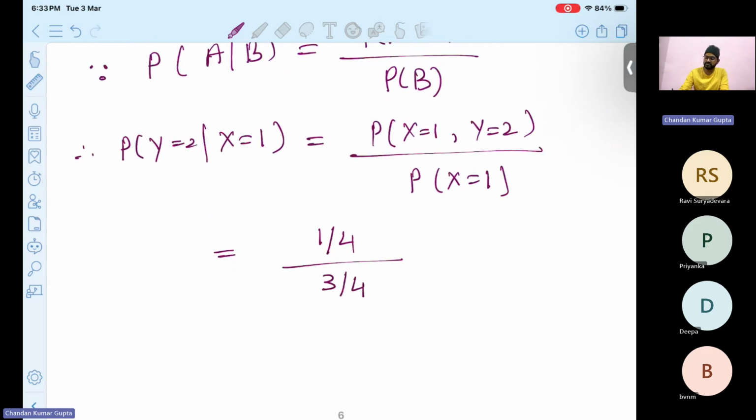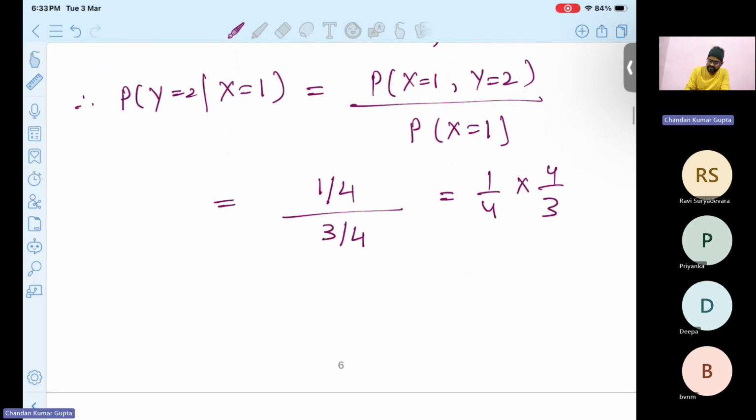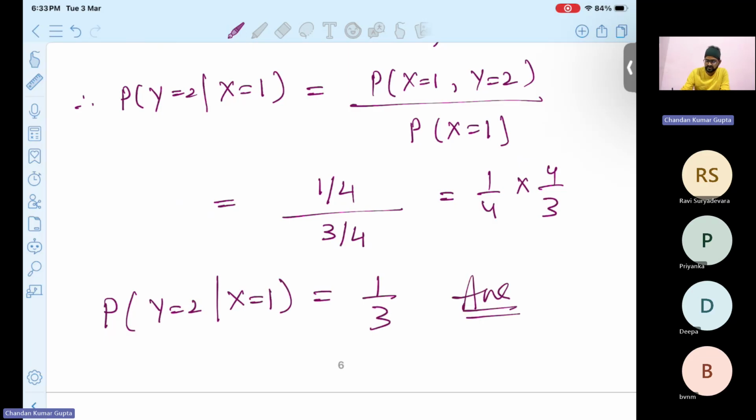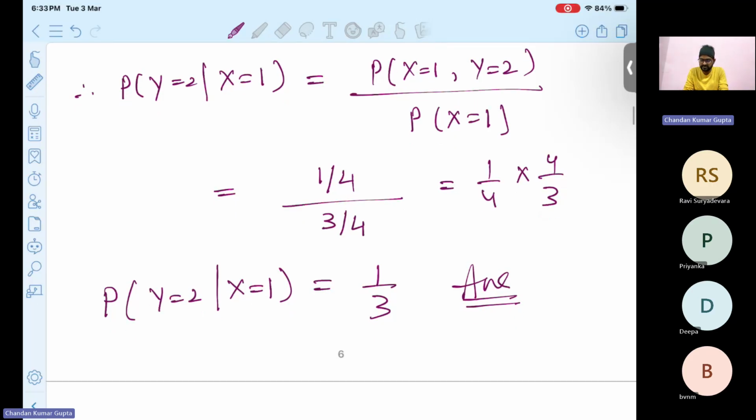Obviously 1 by 4 divided by 3 by 4 comes out to be 1 by 4 into 4 by 3, which is 1 by 3. So the probability of y equal to 2 given x equal to 1 is 1 by 3. This is our answer. Is it okay up to this point? Is it okay? Anyone?